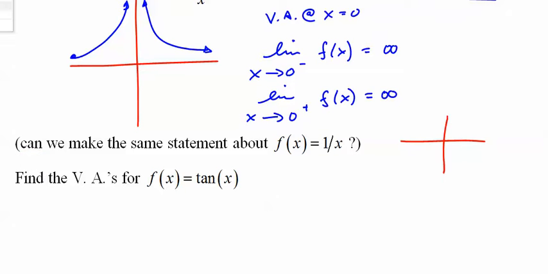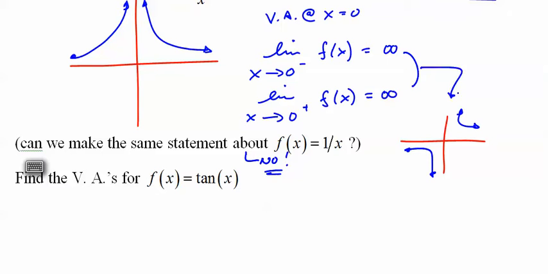What about 1 over x? Can we say that both limits are the same? No, we can't. Since these two limits are not equal here, we cannot say that there's a single limit at x equals 0. We have to keep it as a negative and positive.